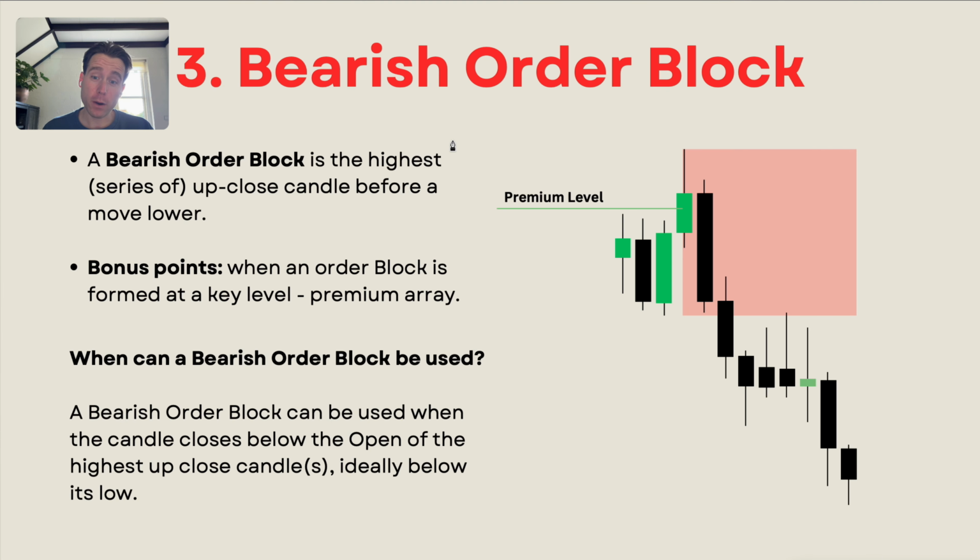Vice versa, we have bearish order blocks. A bearish order block is the highest series of up close candles before a move lower. Bonus points when an order block is formed at a key level. Premium array, an old high, a bearish fair value gap, bearish breaker, premium level.